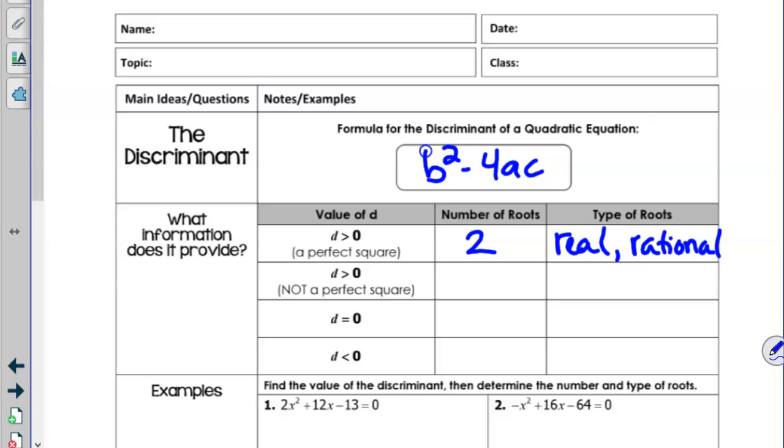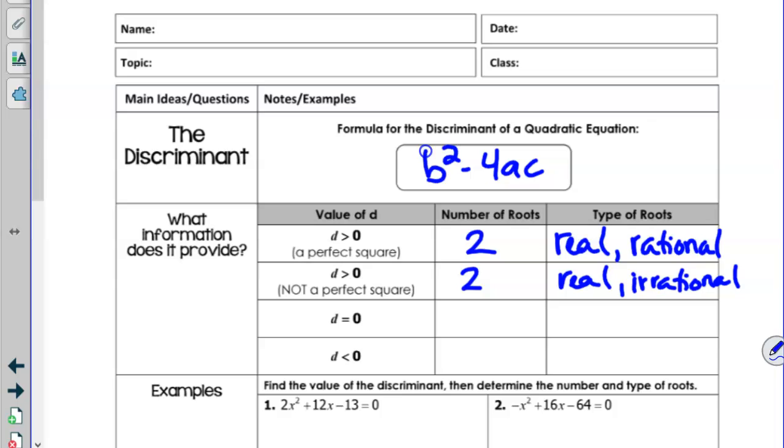Again, if your d value is greater than 0, same idea, you still have two solutions and they're both real, not in the imaginary system. If it's not a perfect square, you may have noticed that they're going to be irrational. The biggest thing I want you to know is that it's two real solutions, though. Rational versus the irrational is not a huge deal.